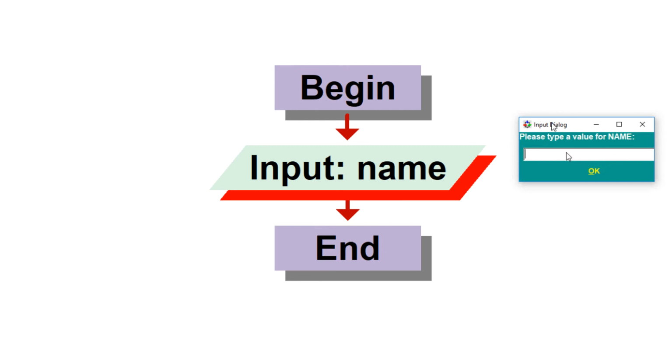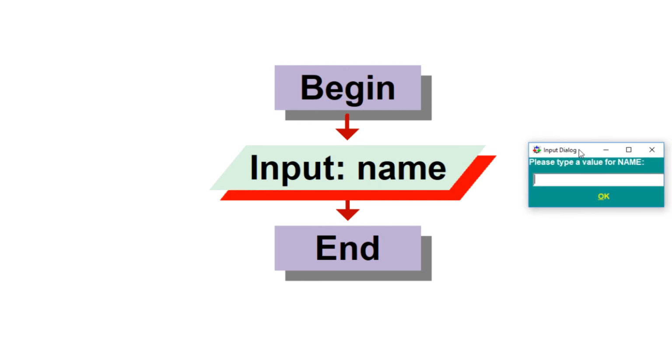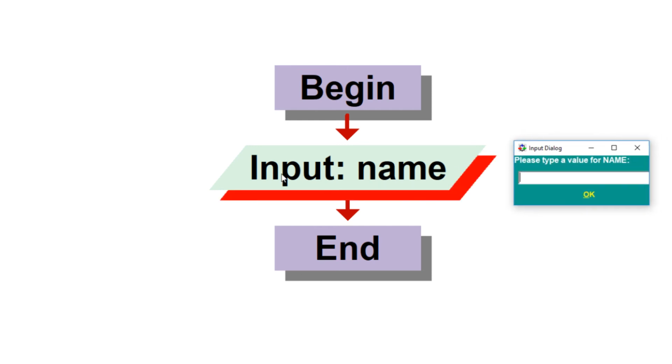Right now, notice the program hasn't ended. We're actually paused right here. This window has popped up. We're sitting right here on this flashing block waiting for something to happen. And specifically, it's asking me to type a value for name. So I'm going to go ahead and I'm going to type in a value.